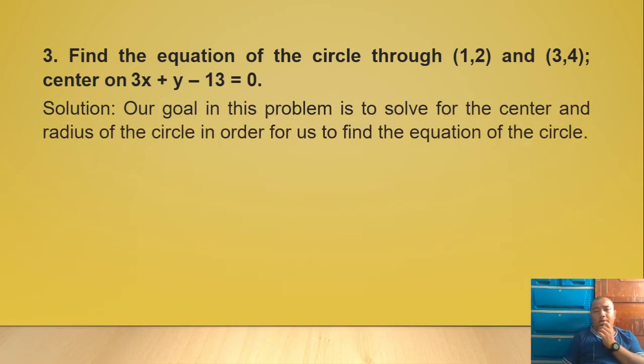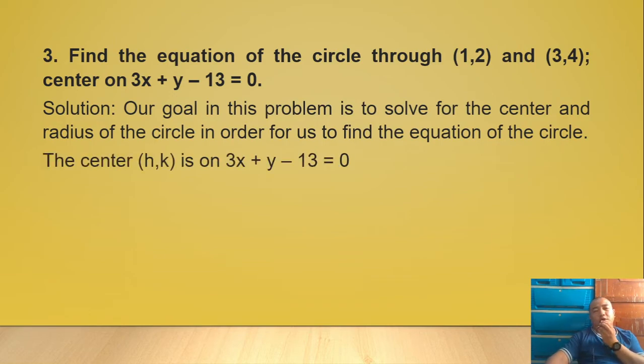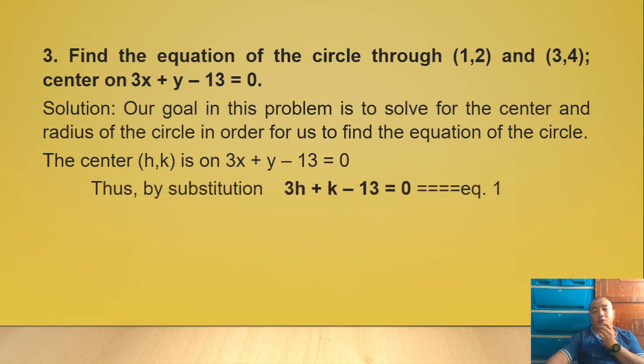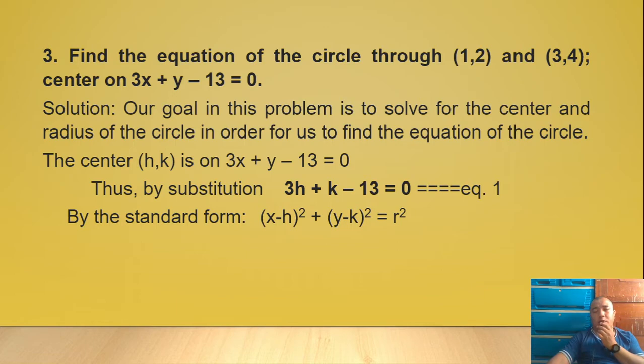So our goal in this problem is to solve for the center and radius of the circle in order for us to find the equation of the circle. Yes, of course, center and radius yan palagi ang hahanapin. We want to know the equation of circle. So the center HK is on 3x plus y minus 13 equals 0. Thus by substitution, substitute x by h, y by k. So we have our equation 1. 3h plus k minus 13 equals 0. And by the standard form of the equation of circle, x minus h quantity squared plus y minus k quantity squared equals r squared.